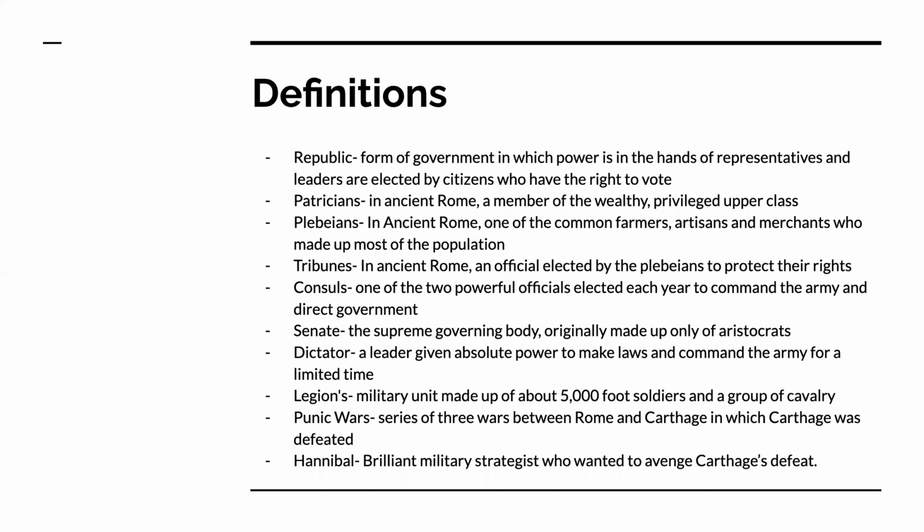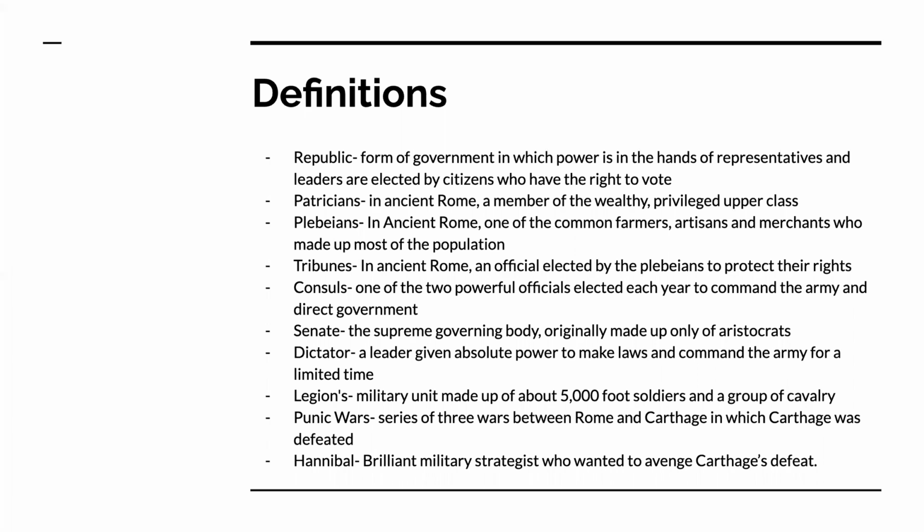Patricians in ancient Rome, a member of the wealthy, privileged upper class. The plebeians would be common farmers, artisans, merchants who made up most of the population there. You have a group of people who are known as tribunes, an official elected by the plebeians to protect their rights. So that would be an elected official. He serves a big part in that.